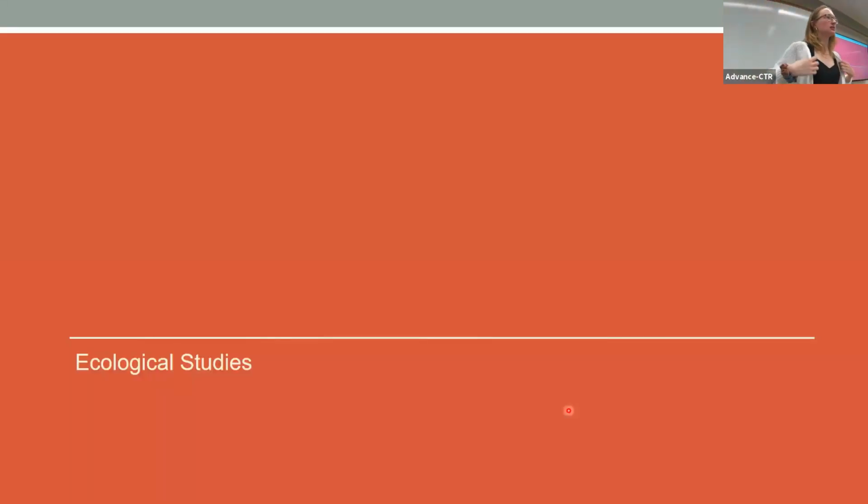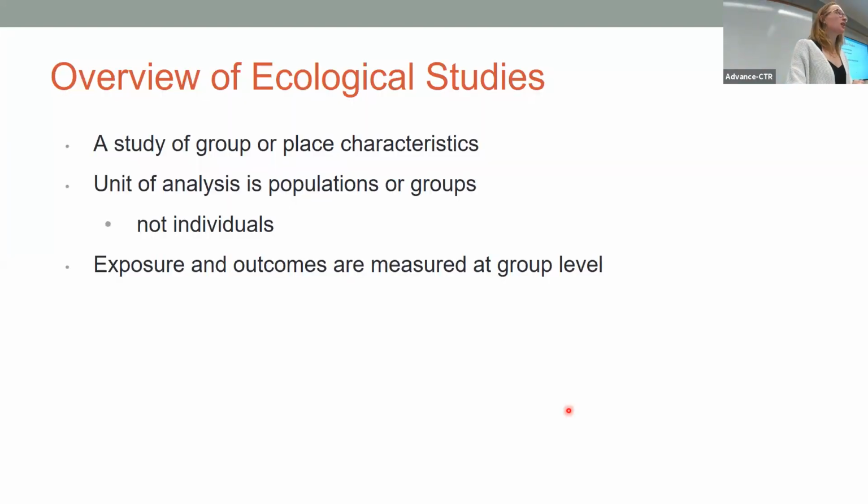So the last type of study design that I'm going to present to you today is an ecological study. An ecological study is a study of group or place characteristics. What makes this study design unique is that you're analyzing populations or groups. So you're talking about countries or specific groups of people rather than just individuals. Your exposure and your outcome are measured at an aggregated group level. So maybe we're looking at the average weight of a country or of certain groups of people rather than individuals' weights, and we're comparing on a group level.